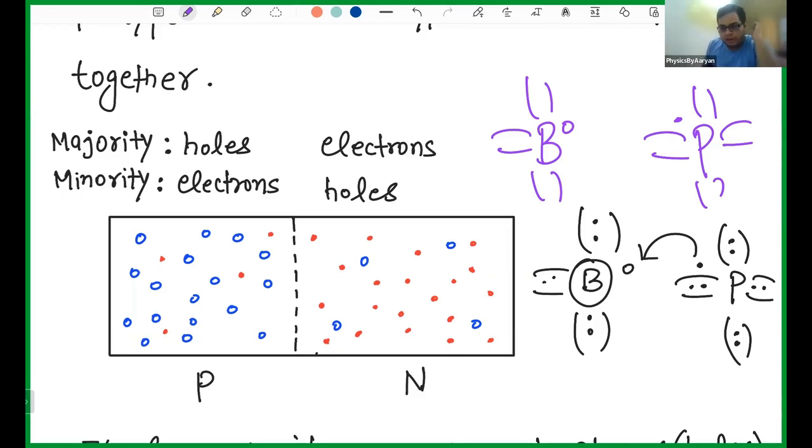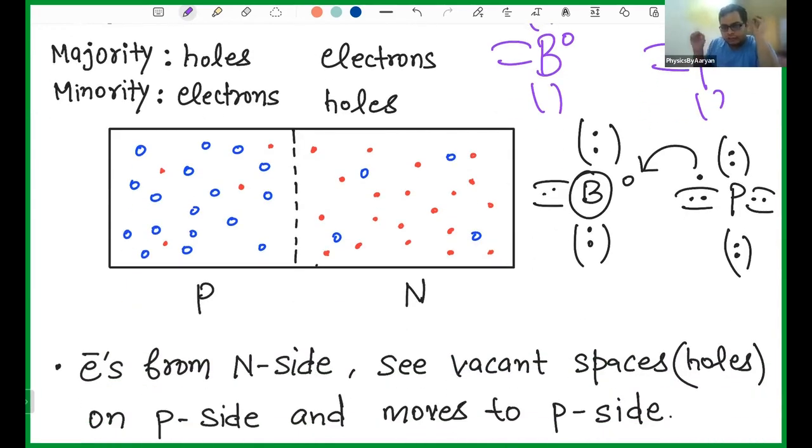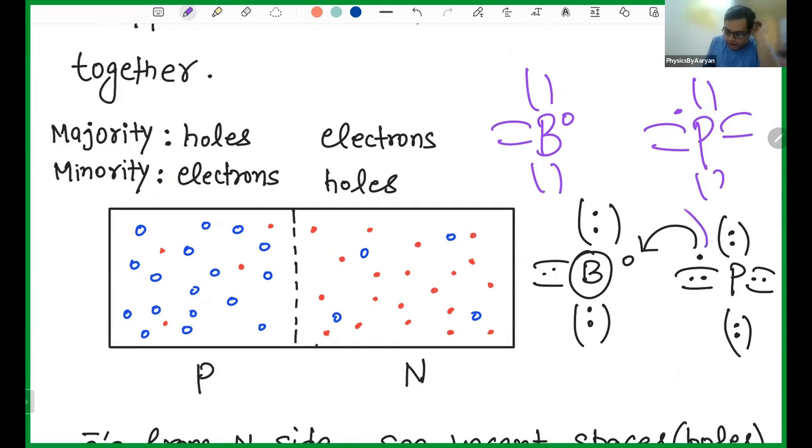Now what will happen? The electrons from the N side will see that they can go and recombine. There is an absence of electron here, a vacant space where they can go and sit. So electrons will start diffusing from the N side to the P side. This electron will come and take this hole, so electron-hole recombination will start here. What will happen as a result?